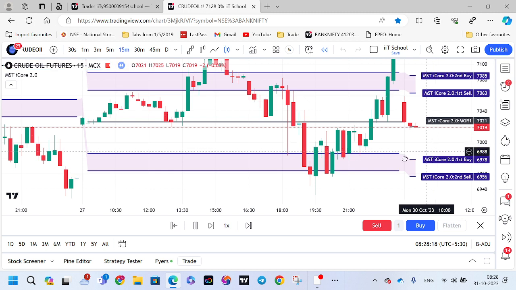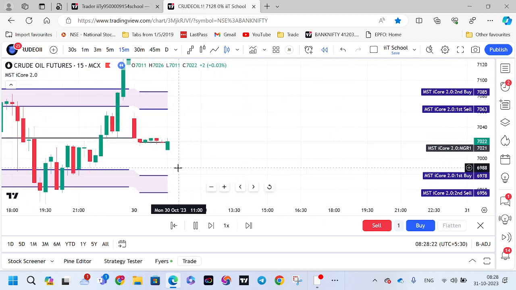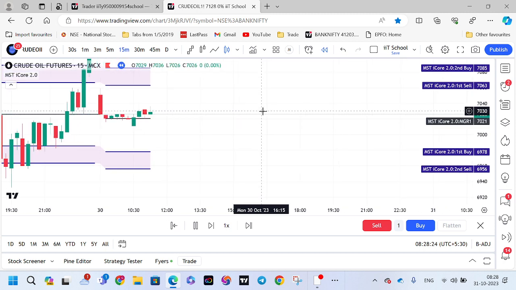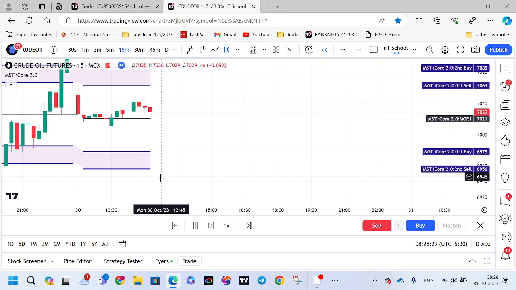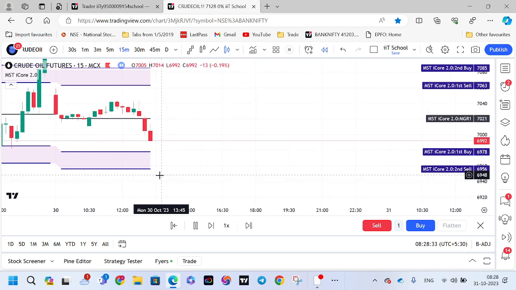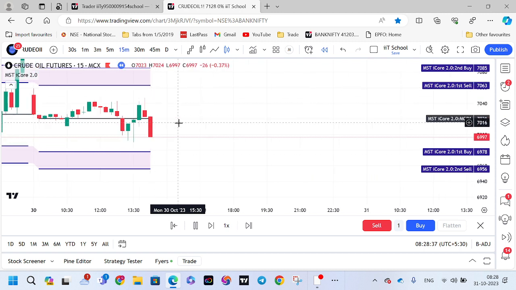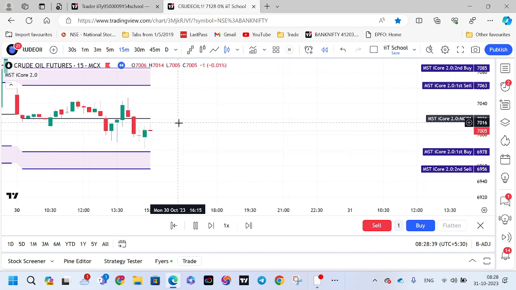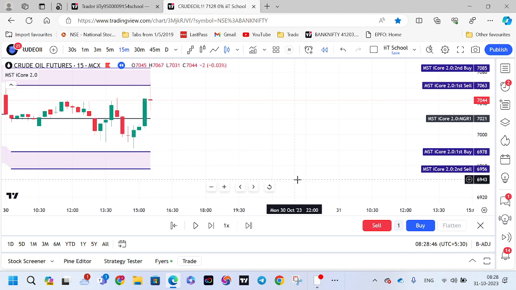Now the market has opened. Once the market has opened, immediately our buy entry and sell entry got formed. If the market comes down to 6978, I will be buying at 6978. If the market comes up first, I will be selling at 7063. Now if you notice this point, the low made was 7012, but our entry was 6978.